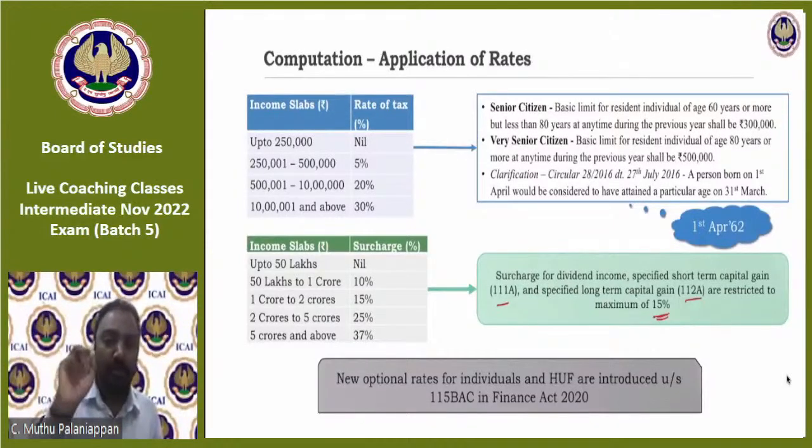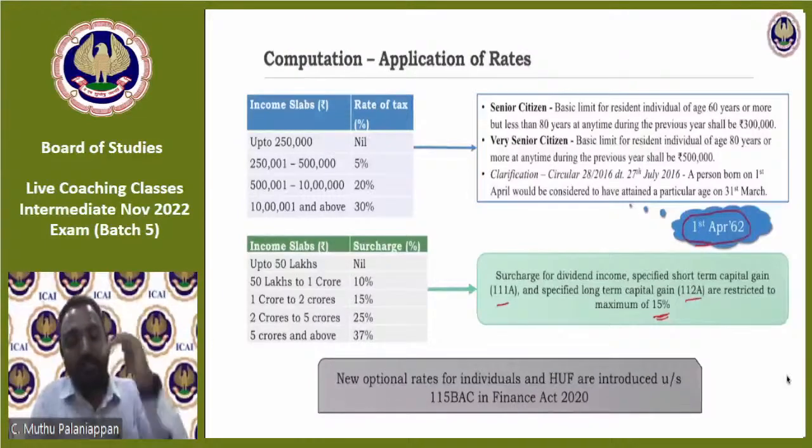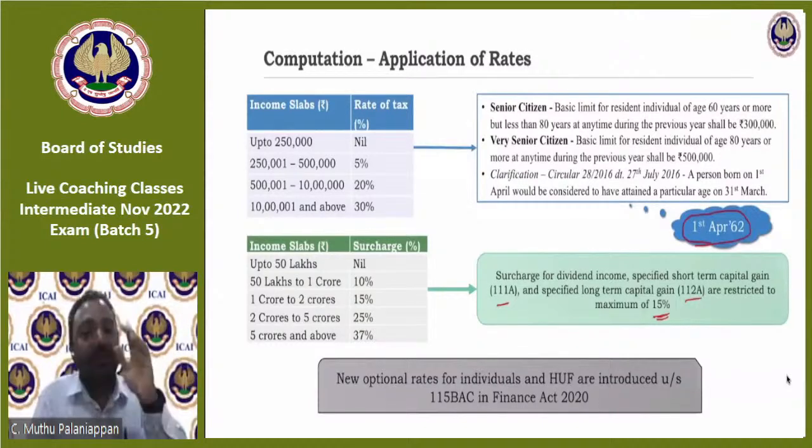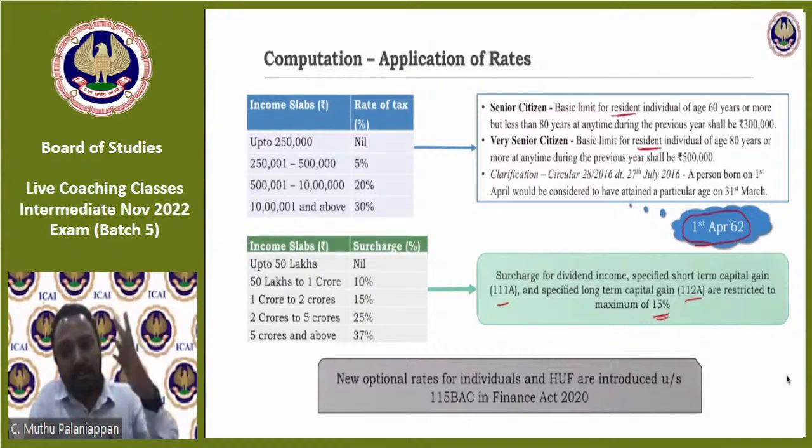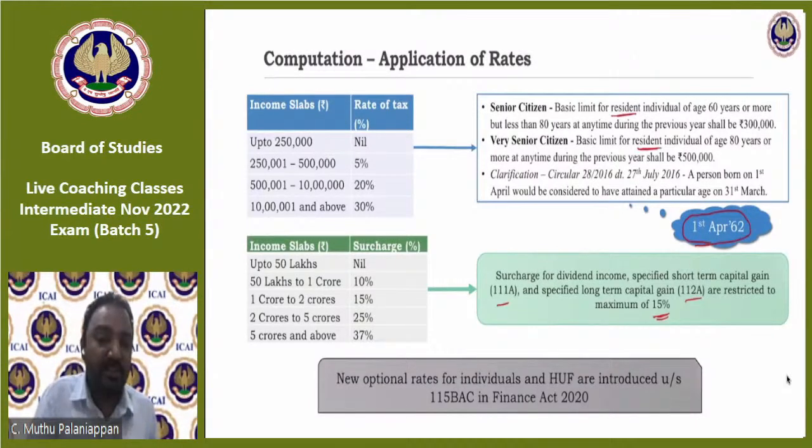So for your May and November exam, the relevant key date is 1st April 1962. If someone is born on 1st April 1962, they are a senior citizen. If born on 1st April 1942, they become a very senior citizen. Any date after this, that is after 1st April 1962, is not a senior citizen for your examination. That is for 2022, for the previous year 21-22. And one more thing to keep in mind is that senior citizen or very senior citizen applies only to residents. When you talk about non-residents, it is not relevant. So that's what it is about.